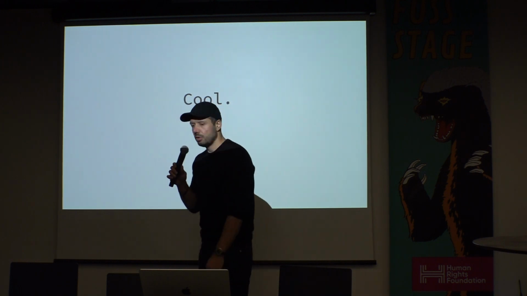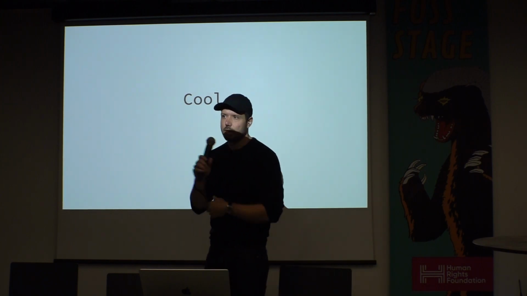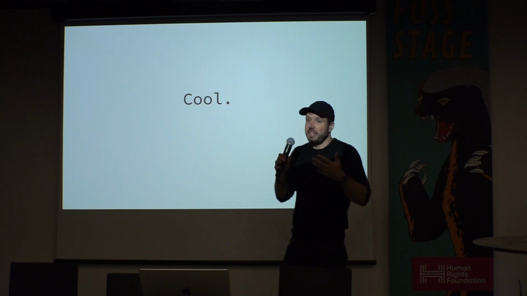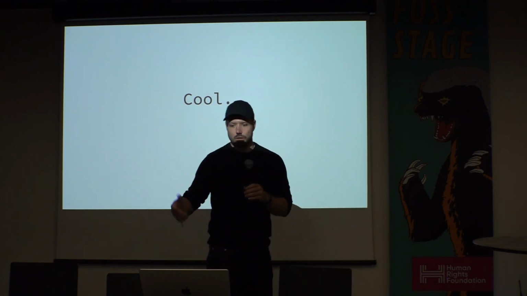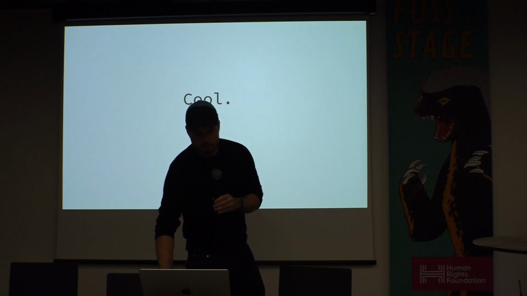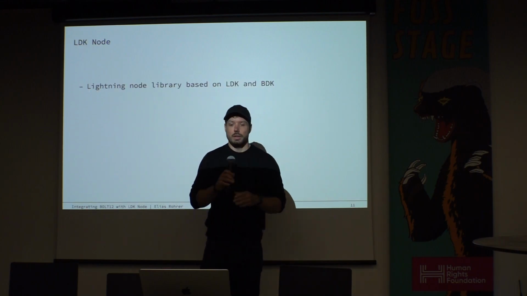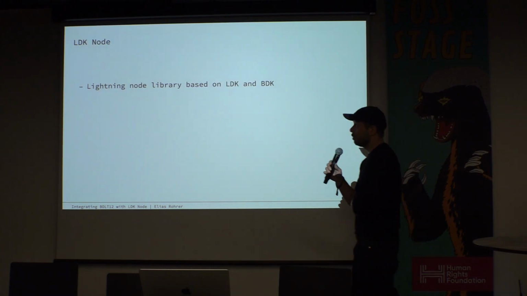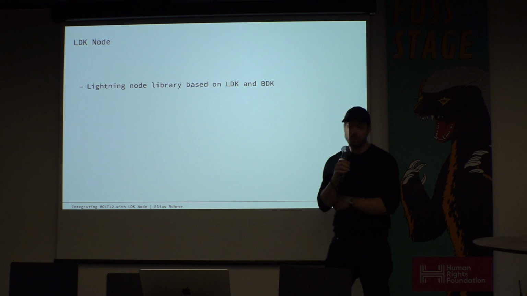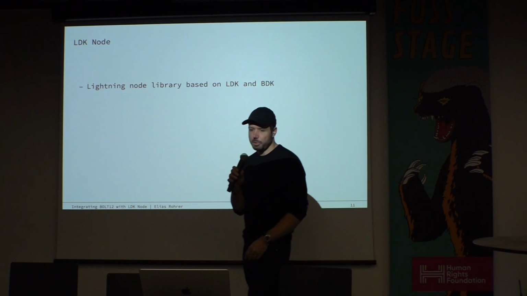Cool. So apart from that, where do you actually start adopting it? It sounds a bit complicated to get started, especially if you're not super technical or not too familiar with the Lightning protocol details. So where do we start? The answer is a thing we call LDK Node. LDK Node is a Lightning node library based on LDK and BDK, so it comes with an associated on-chain wallet, ready out of the box.